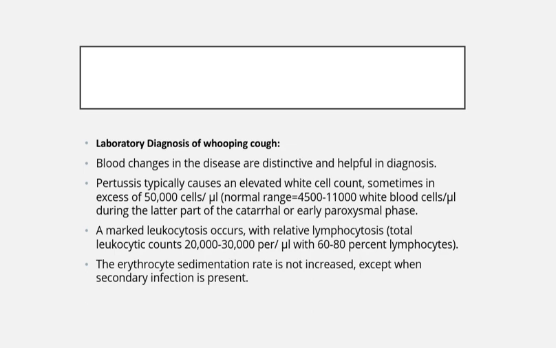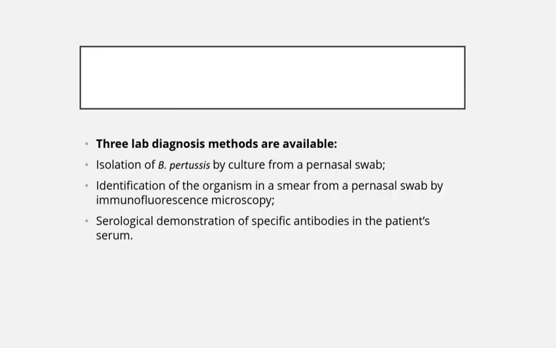A marked leukocytosis occurs with relative lymphocytosis. Total leukocytic count is 20,000 to 30,000 with 60 to 80% lymphocytes. The erythrocyte sedimentation rate is not increased except when secondary infection is present. Three lab diagnoses are available.